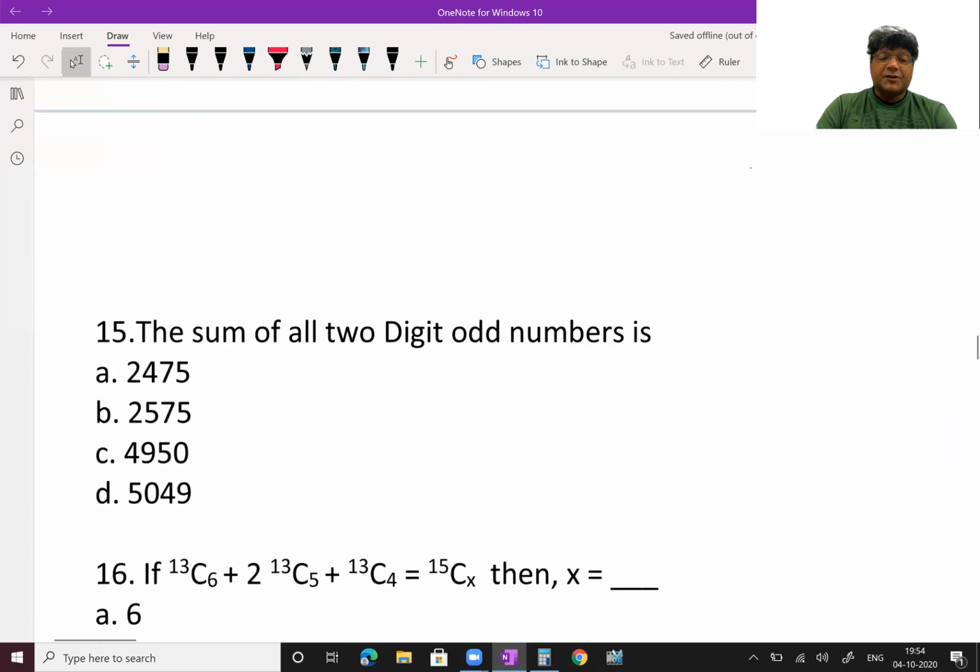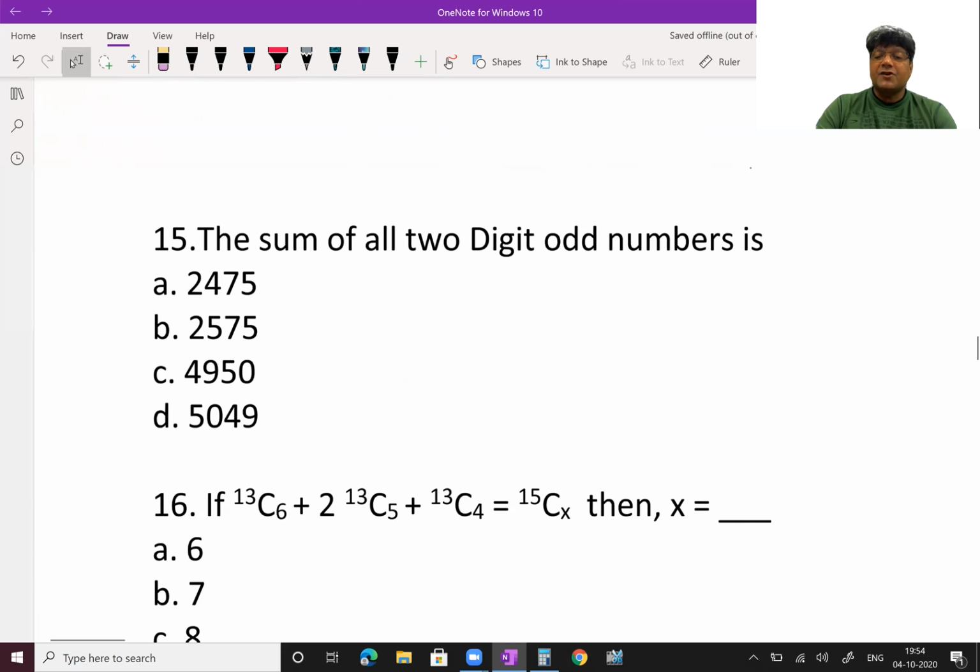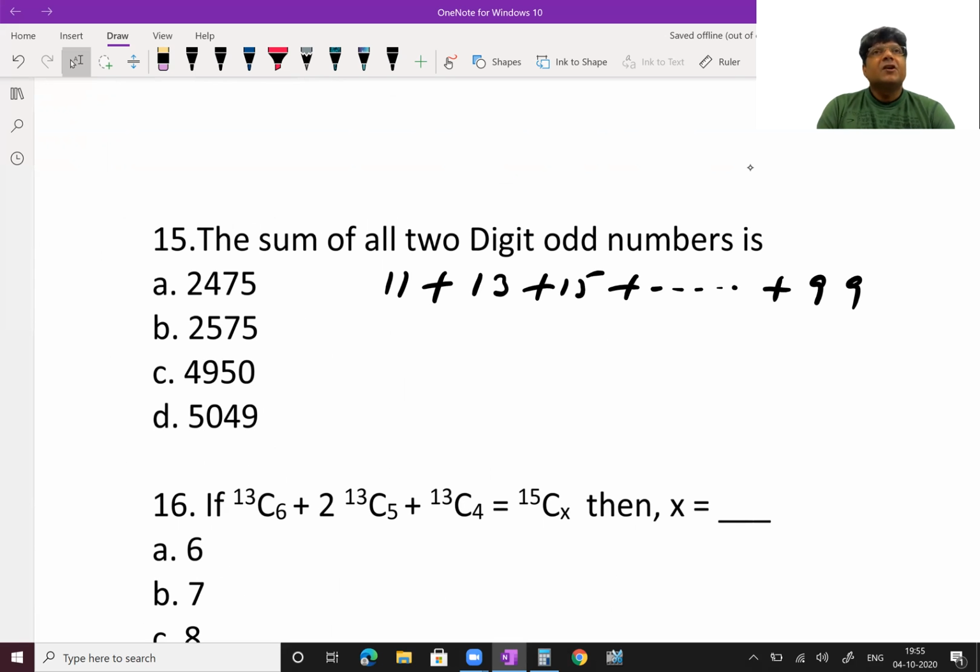Next question is 15. Sum of all two-digit odd numbers. What is the first two-digit odd number, guys? 11. The second two-digit odd number is 13, then 15, plus dot dot dot. In this way, it will go up to 99. Two-digit odd numbers, 11 to 99.